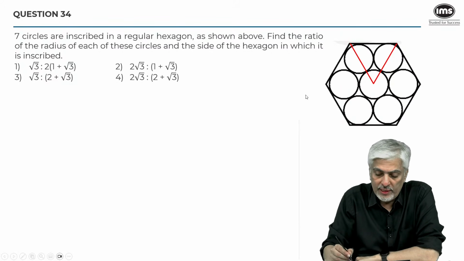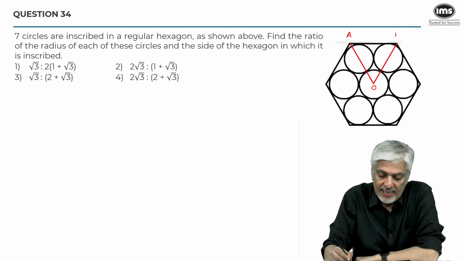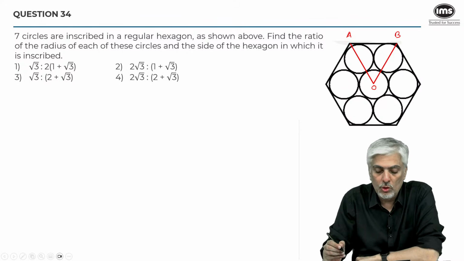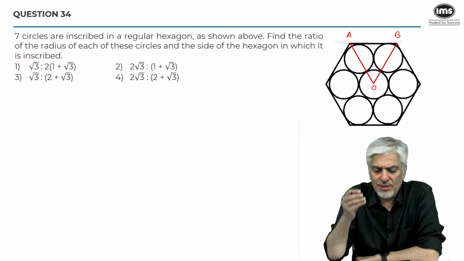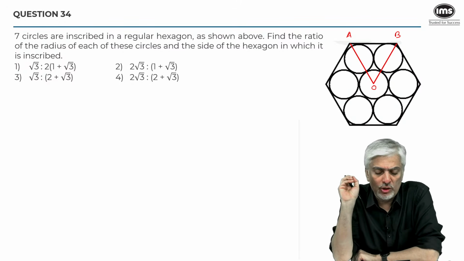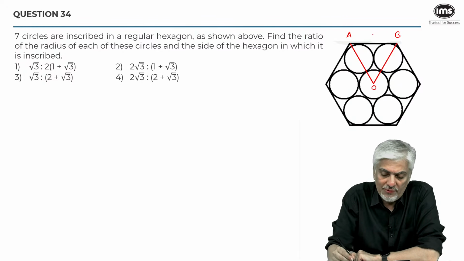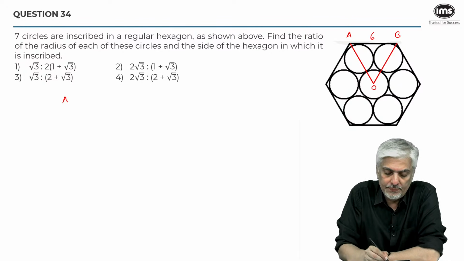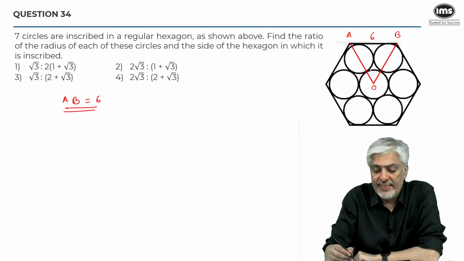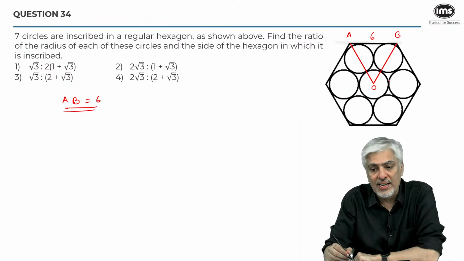So what I've done over here is, suppose O is the center of this circle. Take this point as A and B. Okay. I'm going to assume any random value for the hexagon. So suppose I've assumed AB as 6, because finally I want the ratio, right? So AB as 6. Radius of the small circles I'm assuming as R.